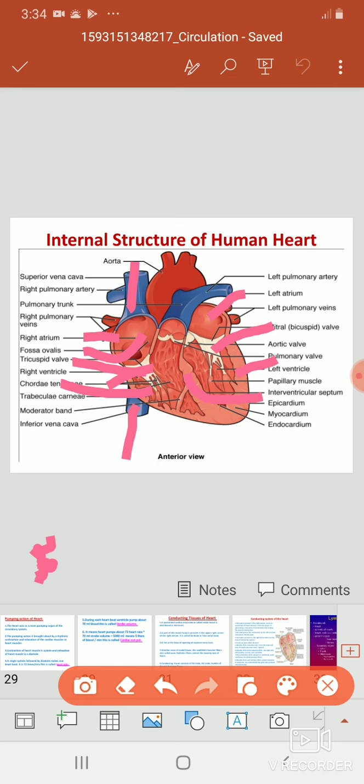The right ventricle opens into the pulmonary aorta and the left ventricle opens into the aorta. These are provided with semilunar valves to prevent backward flow into the ventricles.